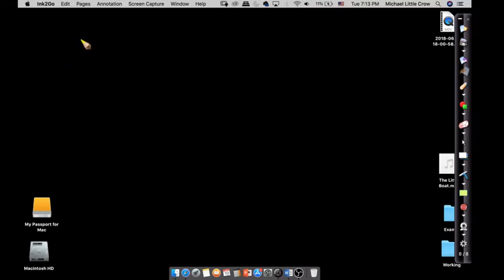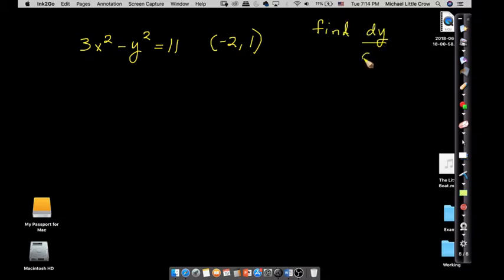So I'm going to take this one: 3x squared minus y squared equals 11. And in this one, they're going to give us a point, (-2, 1). The questions are going to be: find dy/dx, just like we've been doing, so that's nothing new. But the other thing is, find the equation of the tangent line.